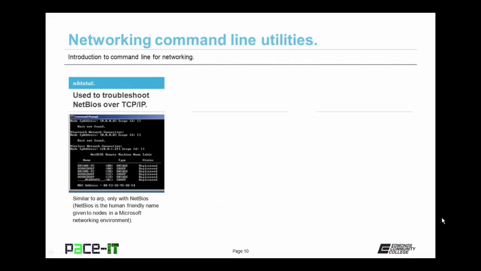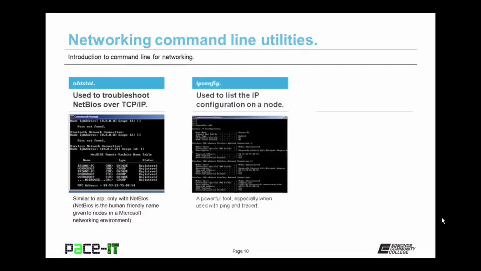It's very similar in function to ARP, only with NetBIOS. NetBIOS is the human-friendly name given to nodes, and we will be discussing ARP in just a moment. I find the ipconfig command to be very useful when I'm troubleshooting networking issues. It lists the IP configuration for a given node. You use it in conjunction with ping and with tracert to determine if there is an IP address conflict.